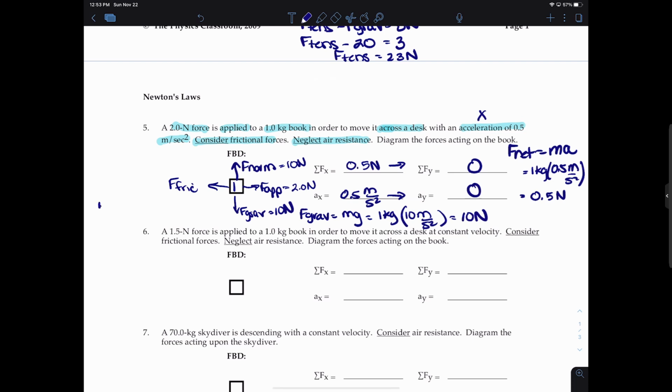So now we've got F applied minus F friction equals 0.5. The applied force was 2, minus the force of friction equals 0.5. And that will lead us to the fact that our force of friction is going to equal 1.5 newtons. Sorry, I was running out of room there.